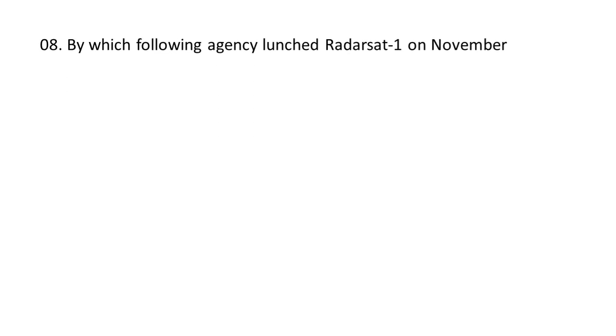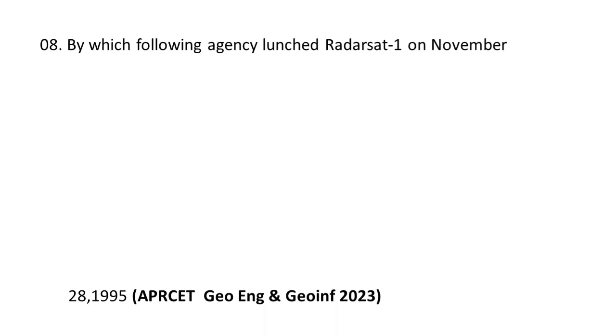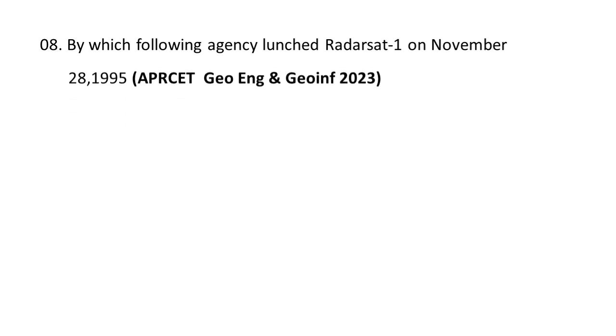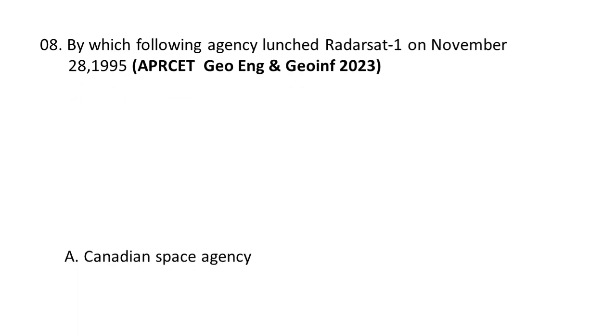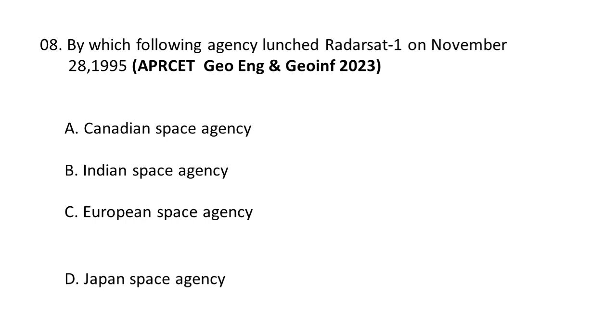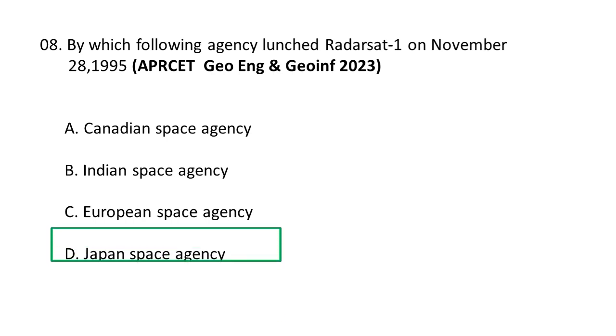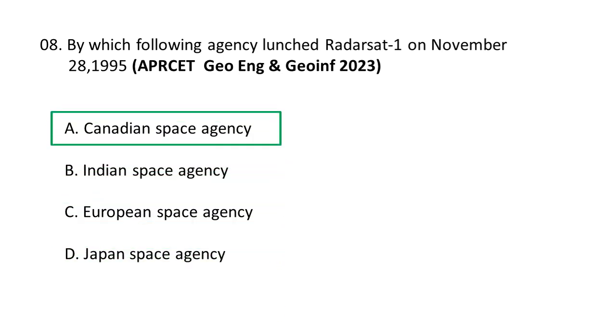Next question. Which of the following agencies launched RadarSat-1 on November 28, 1995? A. Canadian Space Agency, B. Indian Space Agency, C. European Space Agency, and D. Japan Space Agency. So the correct option is A. Canadian Space Agency. RadarSat-1 is the first Canadian developed and commercially operated Earth observation satellite with the objective to monitor environmental change. So A. Canadian Space Agency is the correct option.